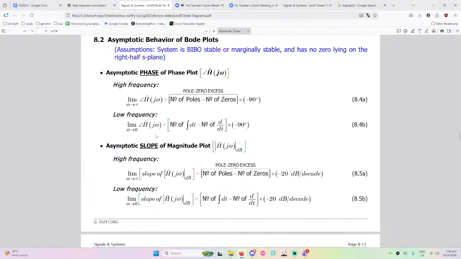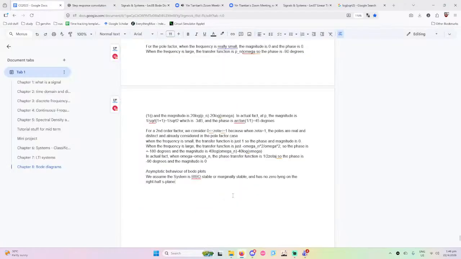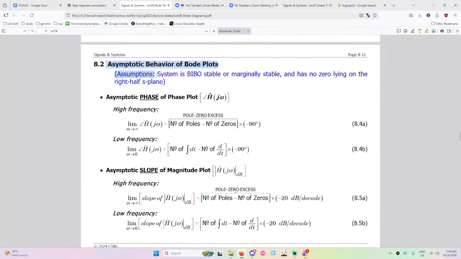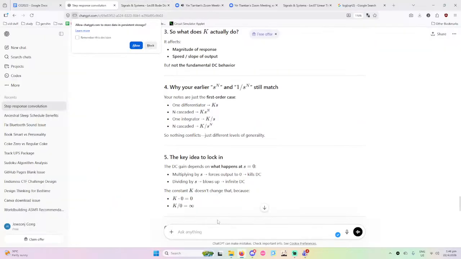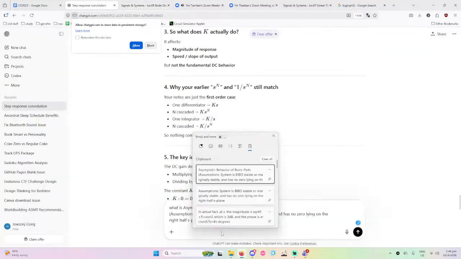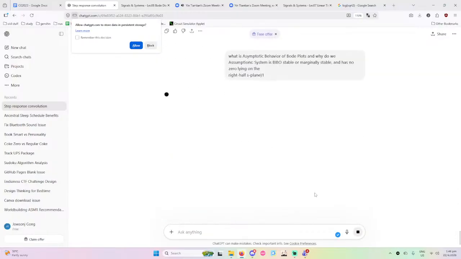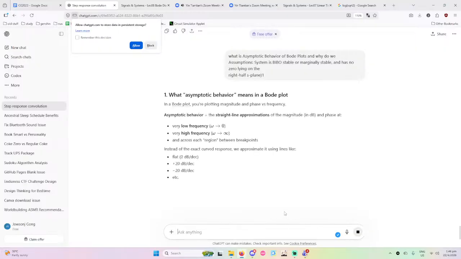So here, in the low frequency case, the phase is equal to the number of integrators, which is the number of case 3, minus the number of differentiators, which is the number of case 2, multiplied by minus 90 degrees. And the slope is equal to the number of case 3 minus the number of case 2, multiplied by minus 20 dB per decade.